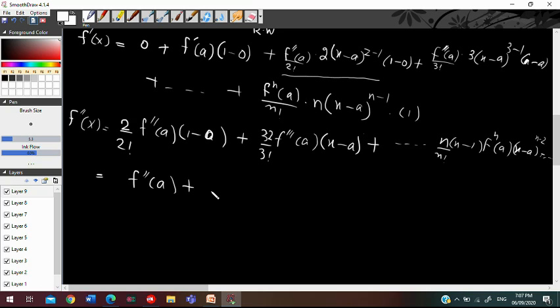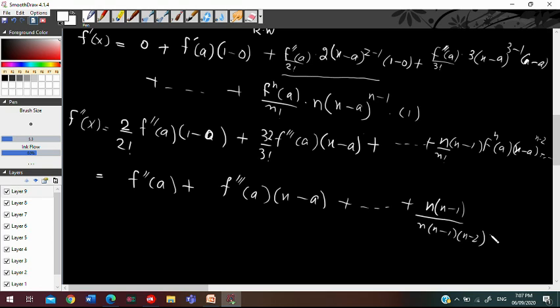They will be cancelled with each other. And I have f triple prime of a into x minus a plus n into n minus 1 into n minus 2 factorial f n of a into x minus a power n minus 2. So they both will be cancelled.